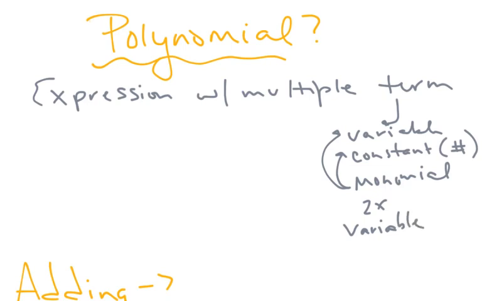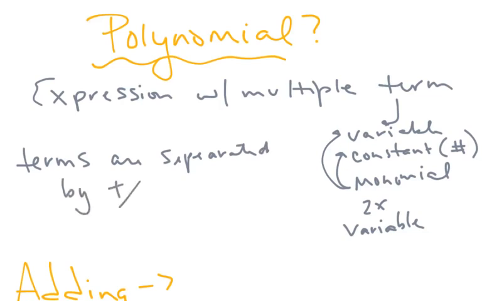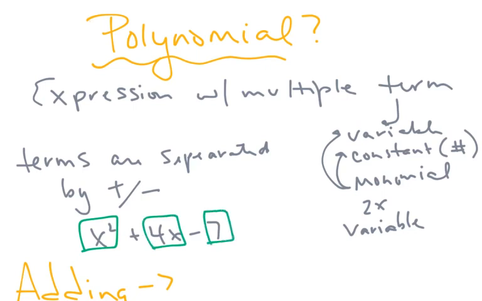And so how do you know how many terms there are? Well, a term is separated by addition and subtraction signs. So you might have something like x squared plus 4x minus 7. Well, this is 3 terms. There's a term, here's a term, and here's a term, all separated by these addition and subtraction signs. So there are 3 terms here, and this would be known as a polynomial because there are multiple terms. Anything really more than 2.